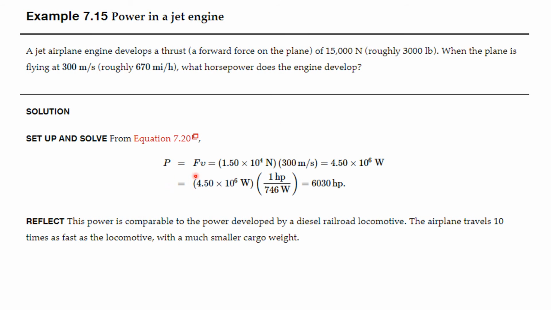Okay, so the power is F times V. So this is newtons times meters per second, and that gives you watts. But then we have to change the watts into horsepower for this problem. So this is the wattage that we found times 1 horsepower per 746 watts, and that gives us 6030 horsepower.